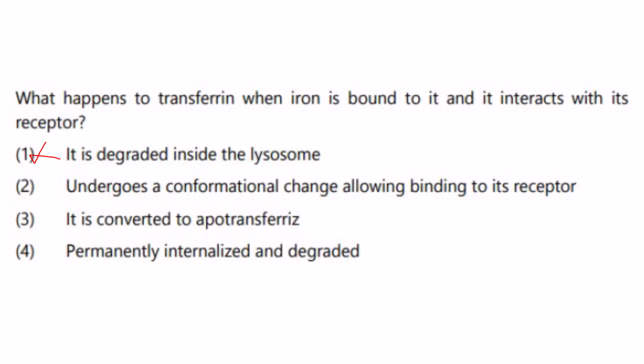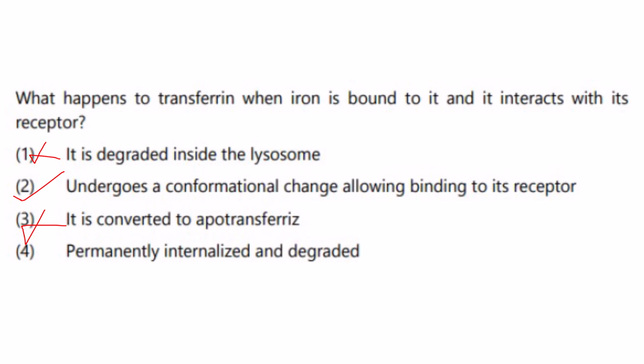Then it is converted to apotransferrin. No, once transferrin is bound to iron, it is not apotransferrin. If transferrin is not bound to iron, then it is apotransferrin. Okay, so when transferrin is bound to iron and it interacts with its receptor, it is not apotransferrin, it is holotransferrin. So 3 is wrong.